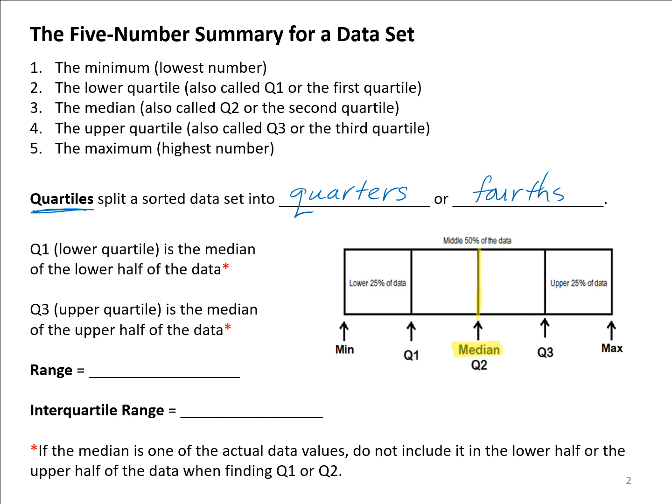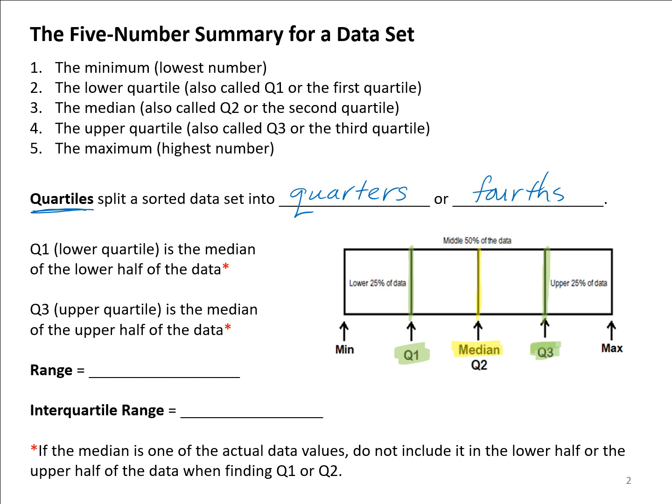So you would take the lower half of the data and split it in half itself, and we call that Q1 or the lower quartile. Lower because we're splitting the lower half of the data in half. And then we can do the same thing with the upper half of the data, split it in half. That creates Q3, which is the upper quartile because it's the middle of the upper half of the data.